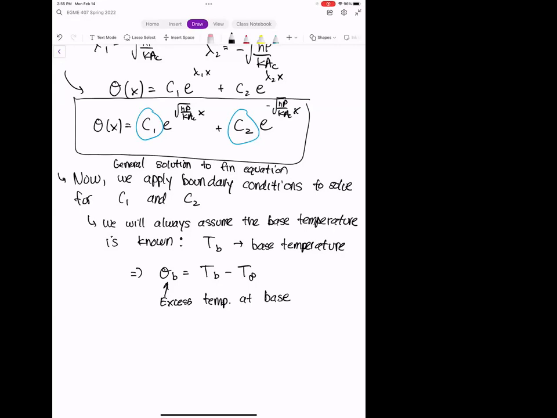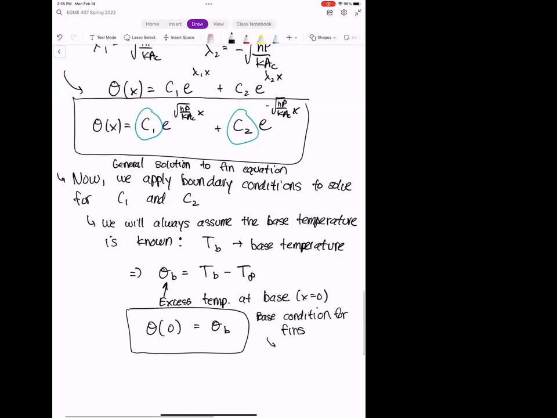We know where the base is, and so the base is at x is equal to 0. Okay. And so we put all these together, what we can say is theta at x is equal to 0 is equal to theta B. Okay. And so this boundary condition is known as the base condition. Okay. And for the sake of this class, we're always going to use this condition. Okay, so this one will always apply.